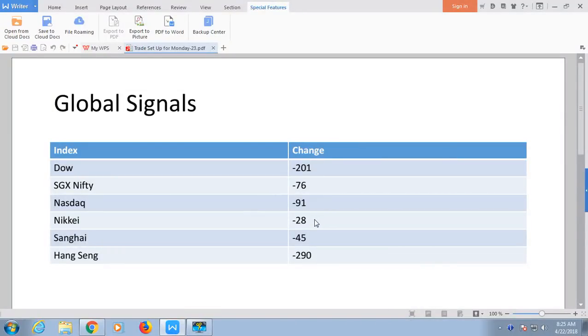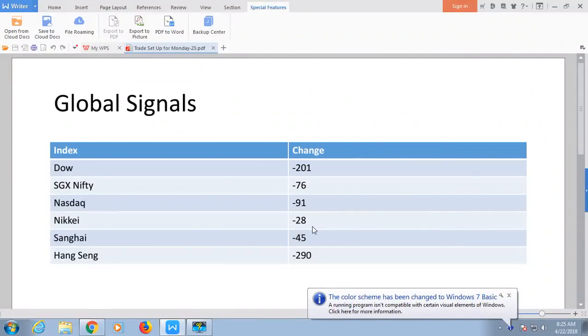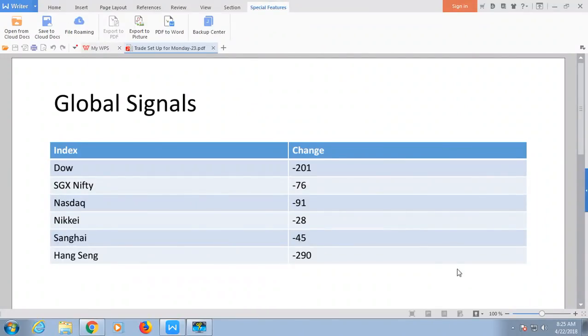Today we will check what the setups are for tomorrow Monday's market. We'll check what things, statistics or facts might affect the Indian market, that is Nifty and Bank Nifty. First we will check the global signals.